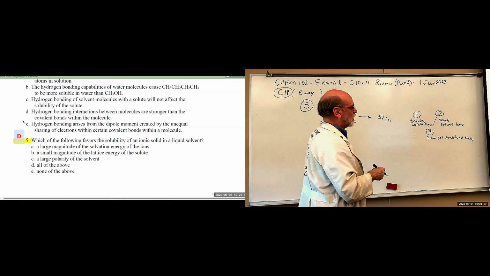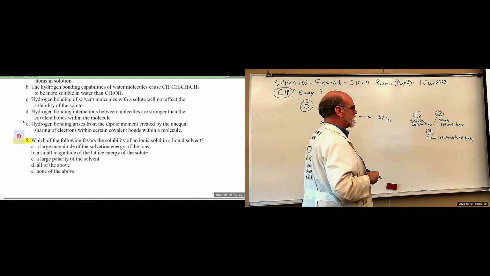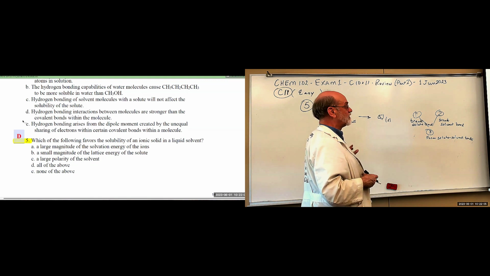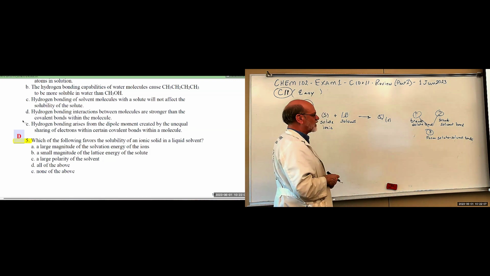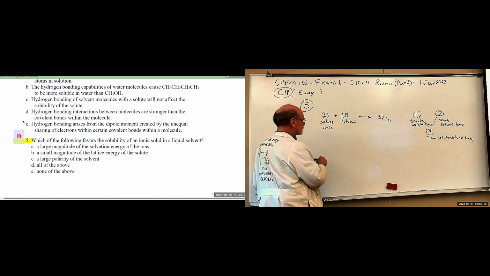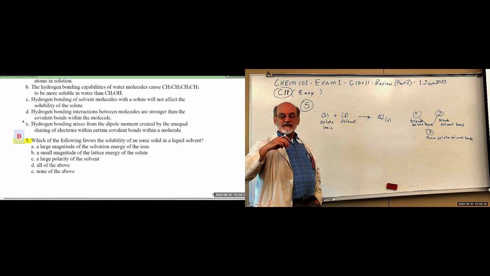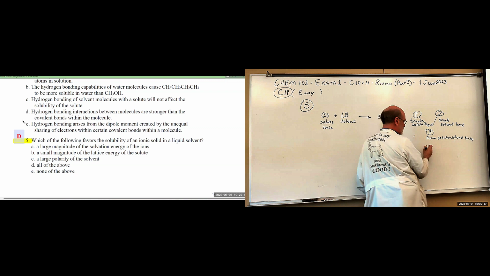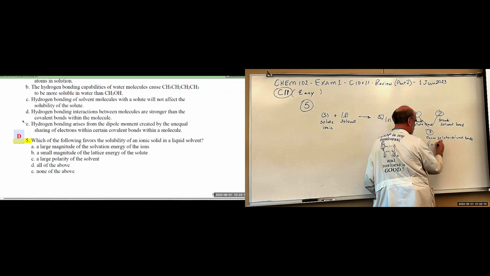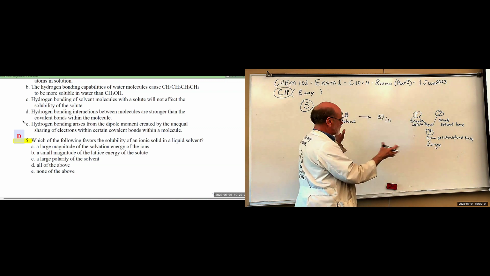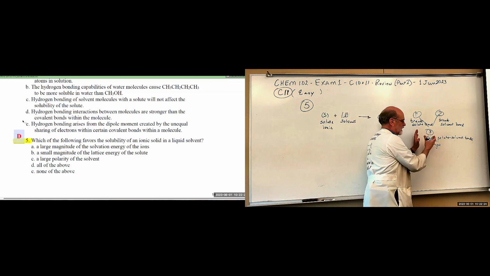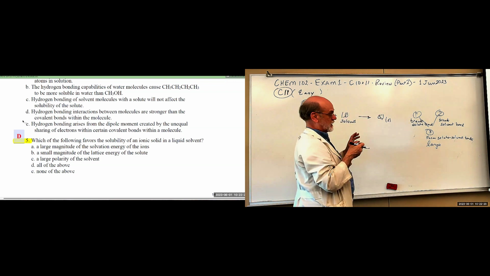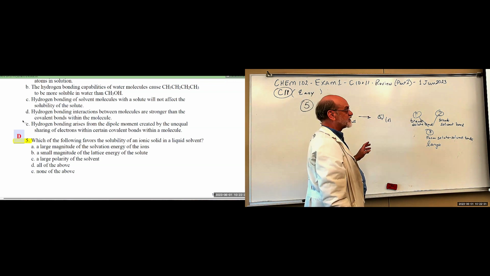Okay, so a large magnitude of the solvation energy of the ions. So what's the solvation energy? The solvation energy is the amount of heat given up when this process takes place. If this is large, then we're likely to form bonds between these two, solvent and solute. So if that's present, solubility is favored.